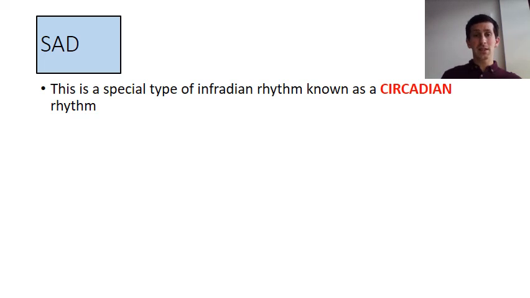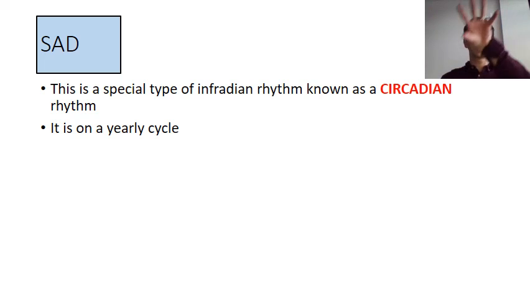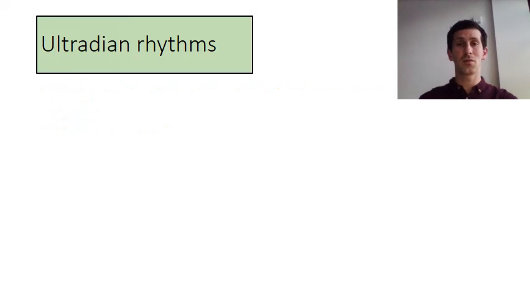So, this is an example of a circadian rhythm, okay, SAD. It is an infradian rhythm, but it's also a circadian rhythm because it occurs in a cycle. Okay, it'll happen once a year in those winter months. So we look at ultradian rhythms now.